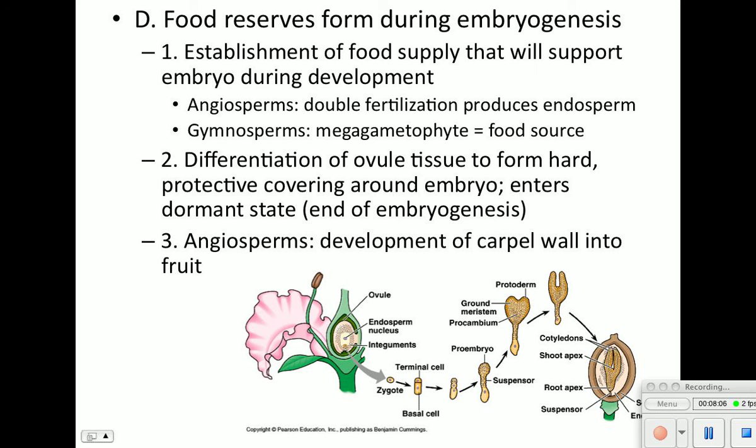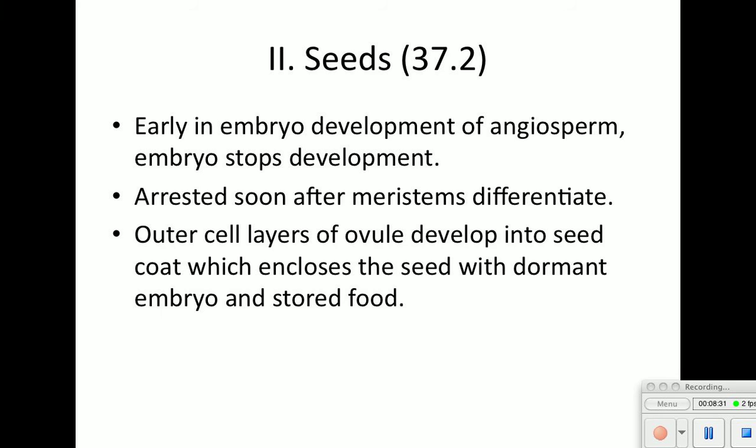All right, so once the embryo starts to develop, we start to have protection to cover it. The ovule becomes hard or protective in some cases, as you can see in this diagram right here. Angiosperms develop the carpel wall that covers the fruit. We talked about how fruit is actually the ovary of a plant, because the seeds are inside, covered by an ovary, another protective structure. So yes, you're eating ovaries when you eat fruit. Okay, moving on to seeds.